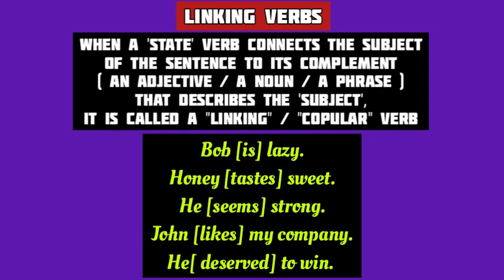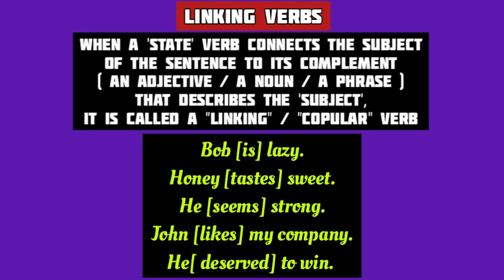Up next, we have linking verbs. There are some state verbs which are followed by either an adjective or a noun or a phrase, acting as its complement. Now, this complement of the state verb not only completes the sense of the sentence but also describes the subject of the sentence. So we see that such a stative verb links or connects the subject of the sentence with the complement.